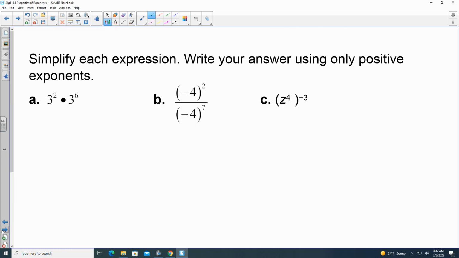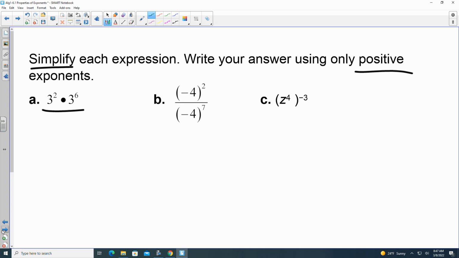So here they're asking us to simplify each expression, write your solution using only positive exponents. They say simplify, they're not asking us to evaluate. Evaluate would mean that if at the end it said 3 squared, you give 9. I think they just want us to leave it in exponential form, but keep the exponents positive. So we're going to take some of the rules that we looked at earlier on in the section.